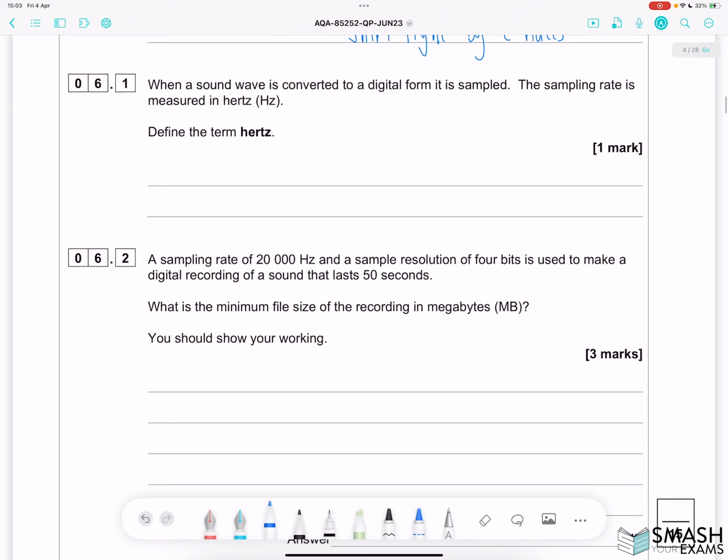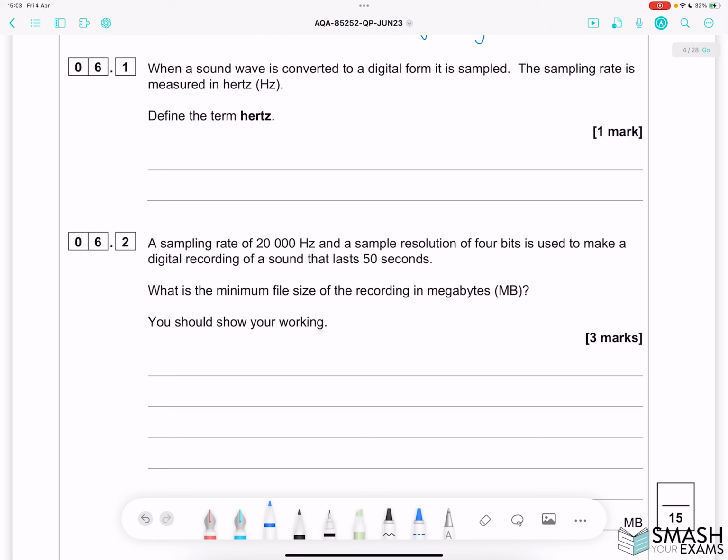Next one is asking us, when a sound is converted to a digital form, it is sampled. The sampling rate is measured in hertz, and it asks us to define the term hertz. So with hertz, what we're essentially talking about is 1 sound sample per second. Okay, and when we do that, we're essentially saying that it's 1 individual cycle of the wave per second. So I would put that down as my answer. So 1 cycle of the wave per second. There we go.